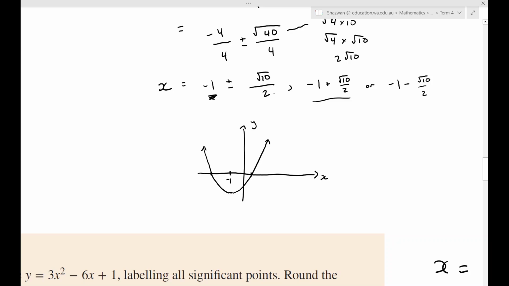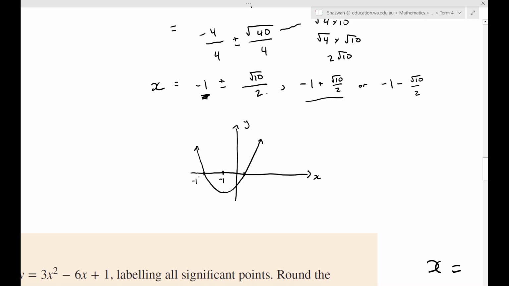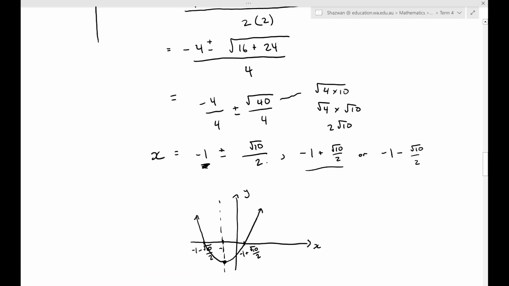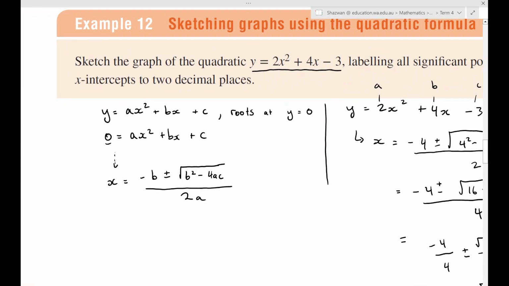We are root 10 on 2 below minus 1, and we are root 10 on 2 above minus 1. I'm not even putting numbers on the axis, I'm just sketching this out. Because we're give or take this distance from -1, that means -1 is our axis of symmetry, right? That's actually the value of x at the turning point. So if I want to find the coordinate of this turning point, I know it's when x is equal to -1. Let me use that in my original equation.